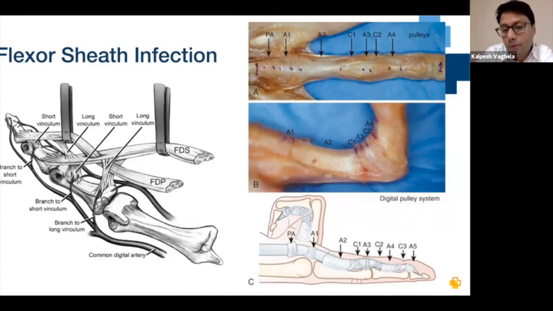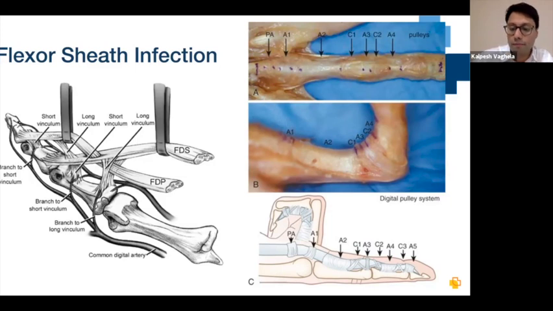And you can see that the crucial pulleys that you need to be aware of are A2 and A4, so you really want to try and preserve these. And in terms of your flexor tendons, they have a specific blood supply, supplied with a vincula. So there's really not much room in the flexor sheath, and that's how flexor sheath infections present themselves. It's a very tight compartment, and there's no room for really any pus or anything else in there.